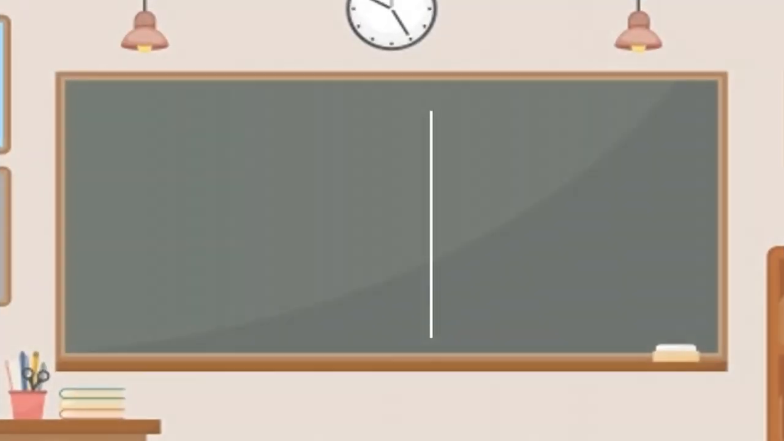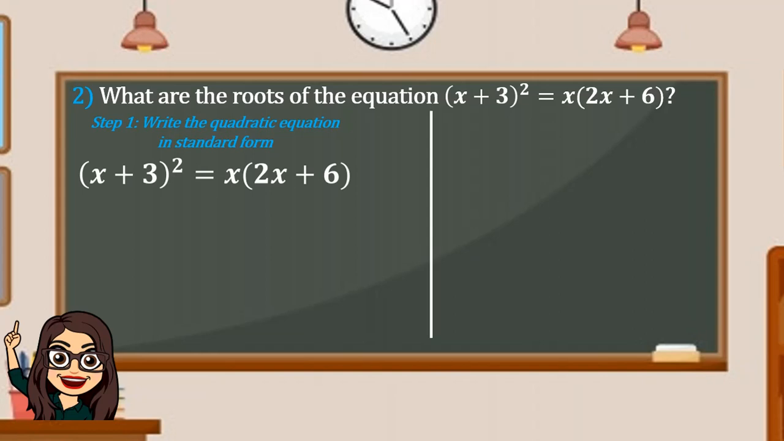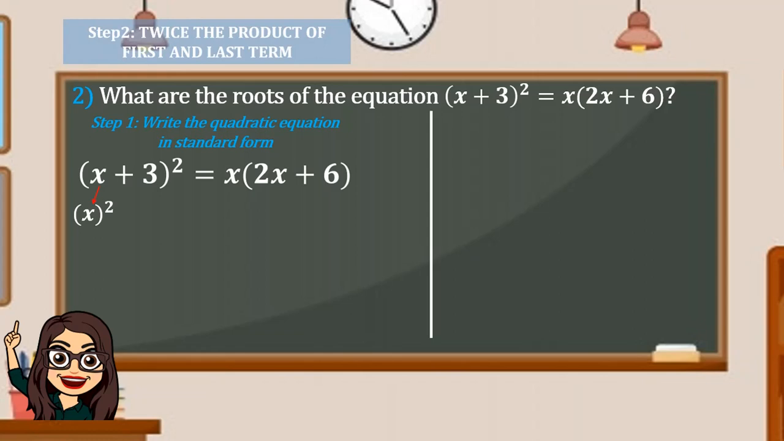Now let's proceed with example number 2. What are the roots of the equation quantity x plus 3 squared equals x times quantity 2x plus 6? First step, write the quadratic equation in standard form. So we have the given. So for the left side, this is called square of binomial. So there are 3 steps to simplify the square of binomial. First step, square the first term. So square of x. Step number 2, twice the product of the first and last term.